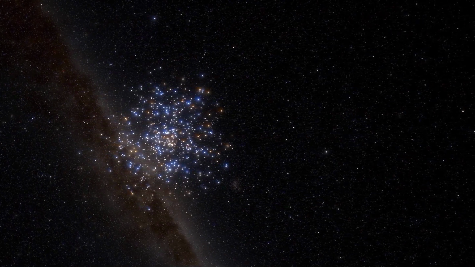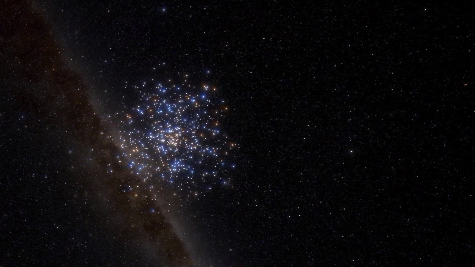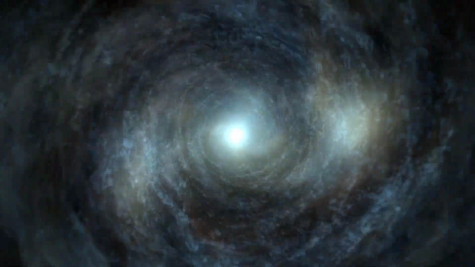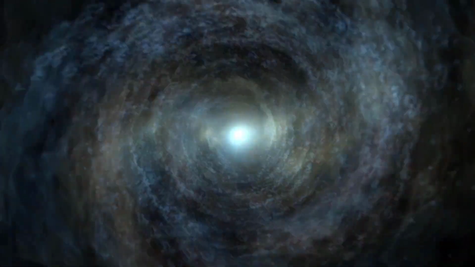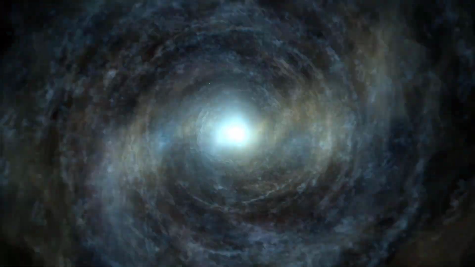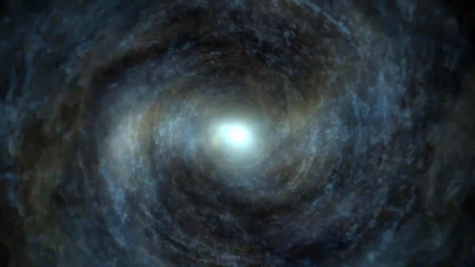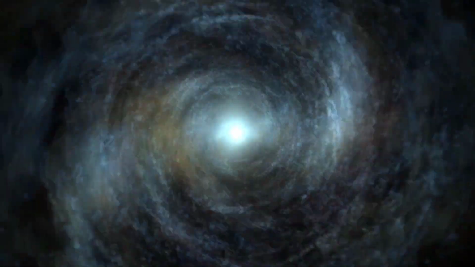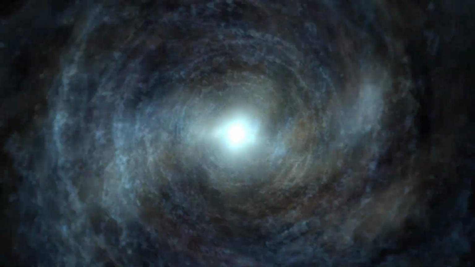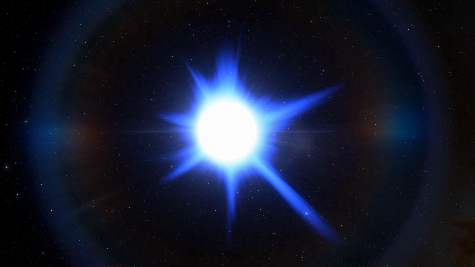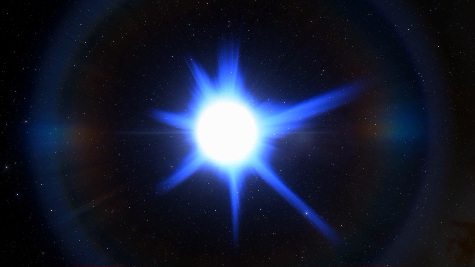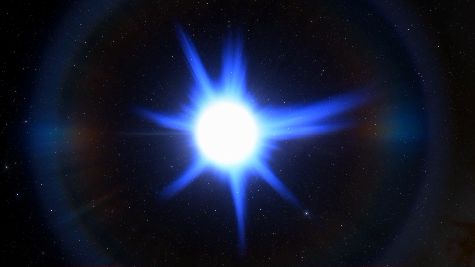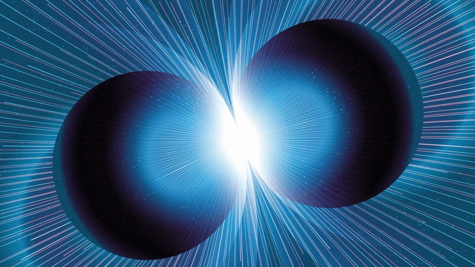Matter from the surrounding disk of gas and dust spirals inward, gradually accreting onto the protostar. This accumulation of matter fuels the growth of the protostar, causing it to increase in size and temperature. As more and more matter falls onto the protostar, it undergoes a remarkable transformation. The intense gravitational pressure and the rising temperatures trigger the onset of nuclear fusion within its core.